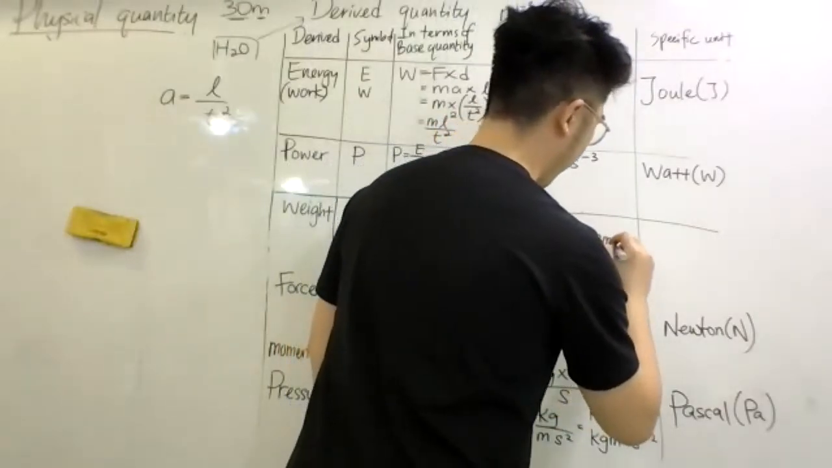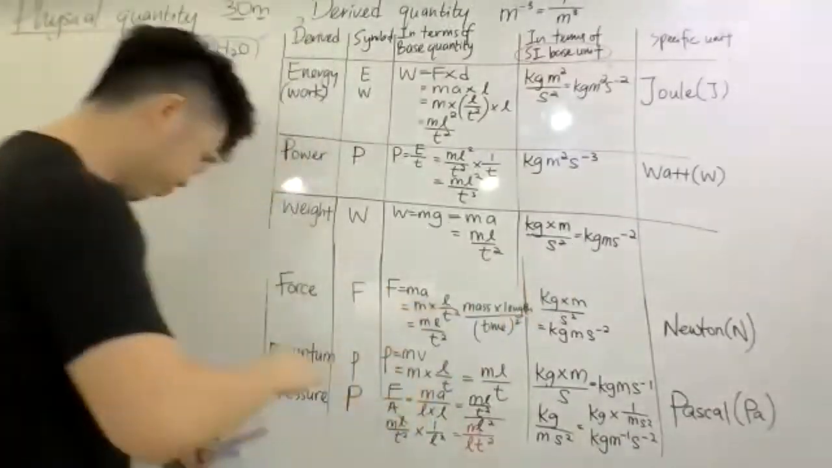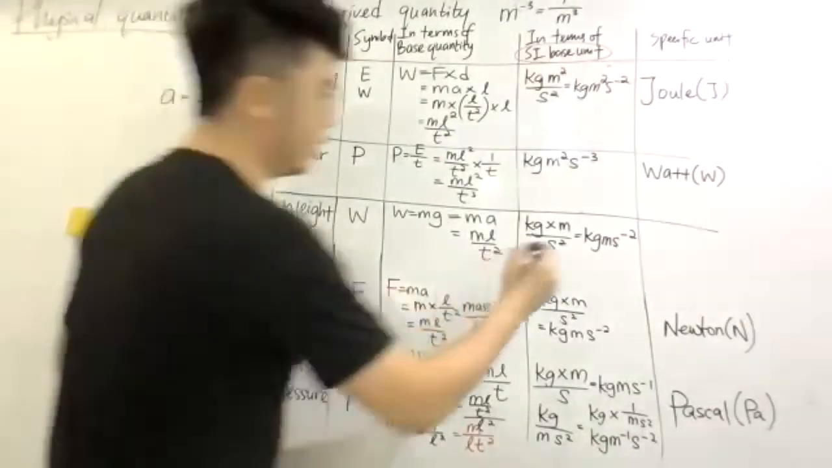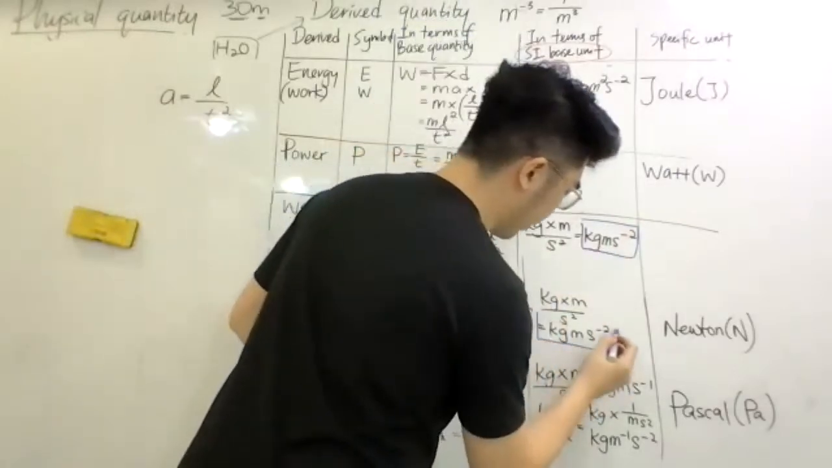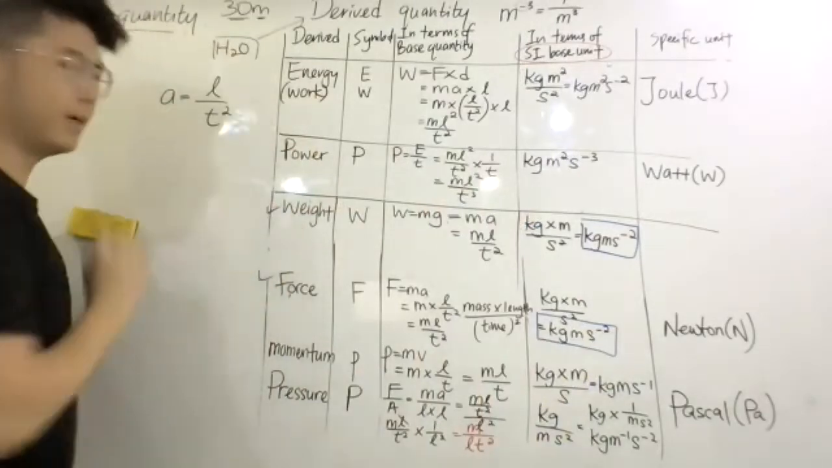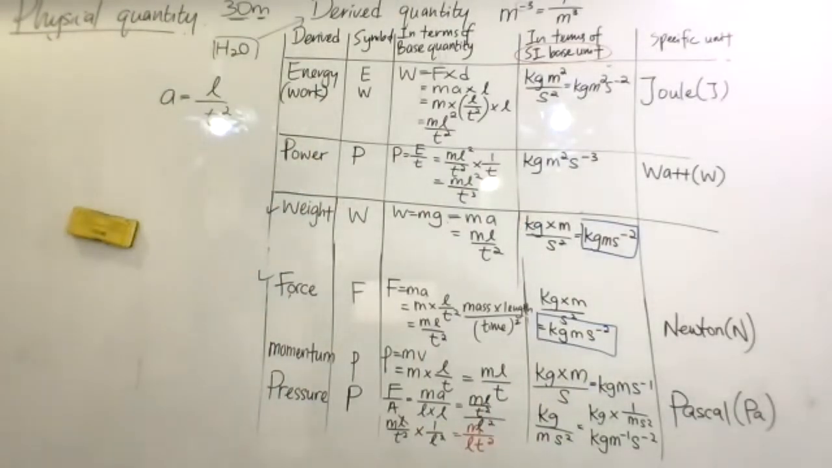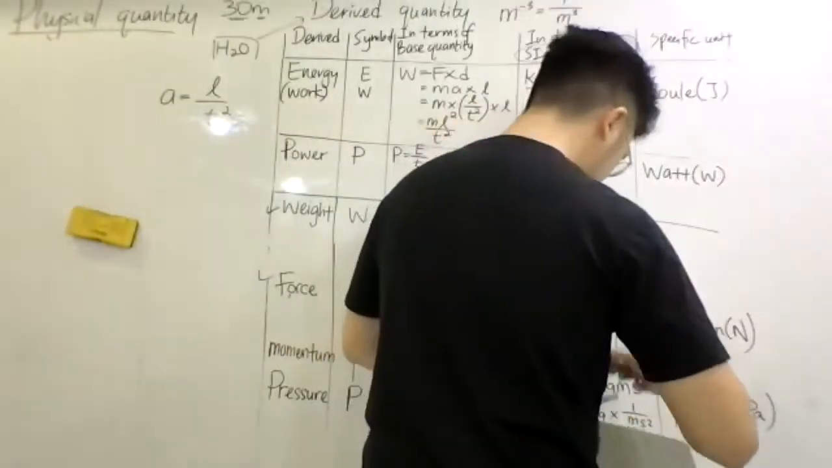kg m s minus 2, what is this the same as? kg m s minus 2 is the same as our force, right? Because weight is force. Okay, so same as this one, same here. I will write Newton.